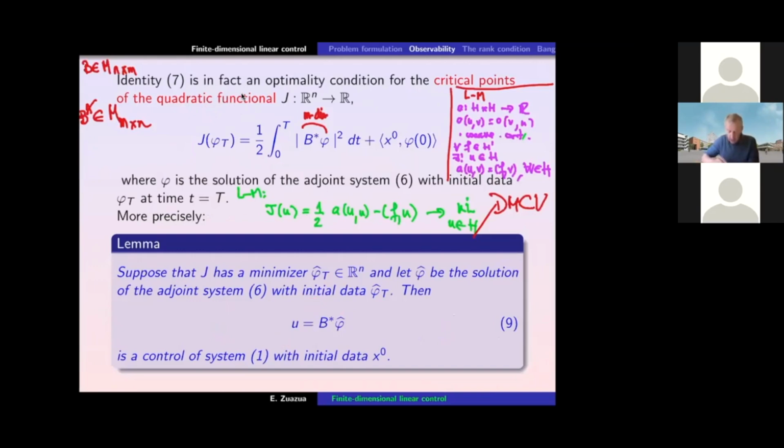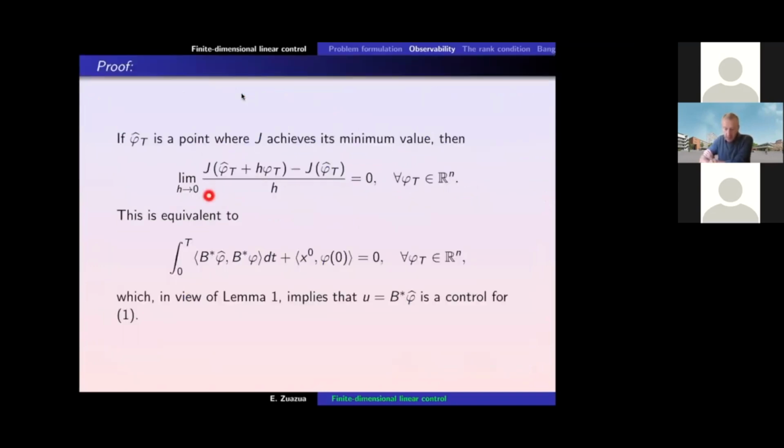Okay, so now why is the minimizer of this functional the control I like? Well, it's very simple. You say, assume I have a minimizer. If I have a minimizer, I know that this will be a critical point of the functional J. So I will have that the Gateaux derivative of this functional is equal to 0.